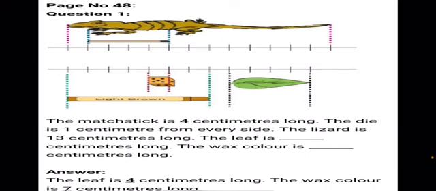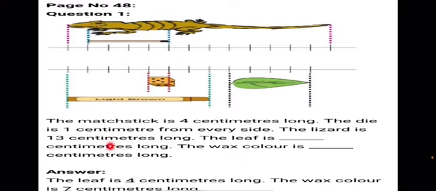Now page number 48, question 1. The matchstick is 4 centimeters long. So you can see the matchstick over here and it starts from here and it ends over here. So it's 4 centimeters long. So let's count. 1, 2, 3 and 4. The dice is 1 centimeter from every side. You can see this is the dice and it is 1 centimeter from every side.